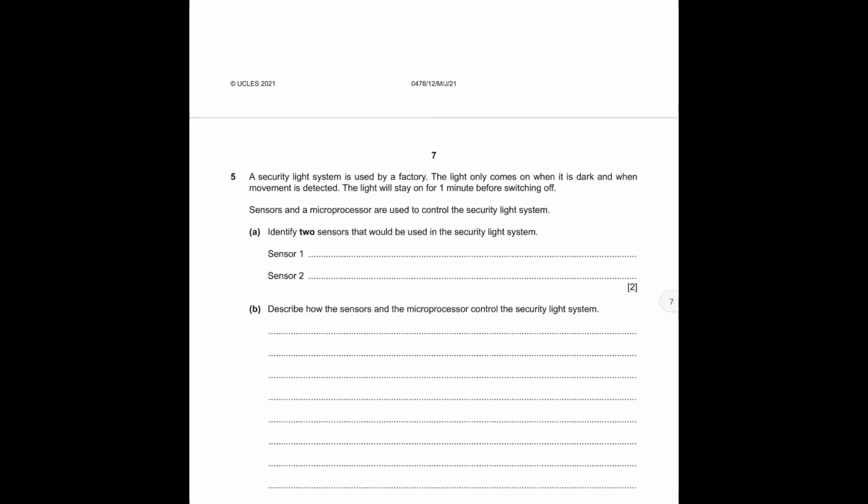So this is microprocessors. The question: microprocessors, remember to always remember the same format. This is really important. So identify 2 types of sensors that can be used in a security light system. They specifically ask security light system. This is with light, and you have to write motion as well. Why? Because it's saying when movement is detected. So the light only comes on when it is dark.